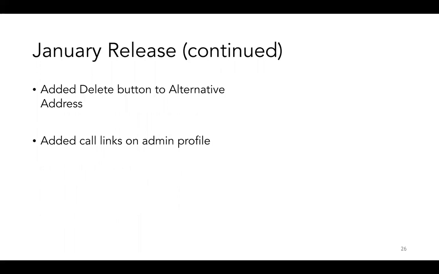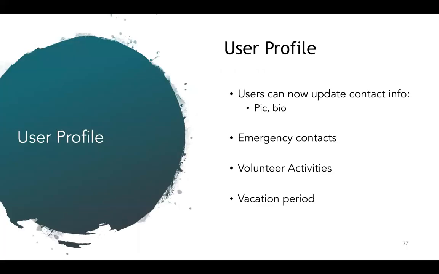We added a delete button to the alternative addresses. You can add a second address for a member or a volunteer, but you were not able to delete it. Now you can. And now we added also a quick link on the admin profile for a person. If you want to call them, now you can just click on a link and it will call. So it will be quicker.